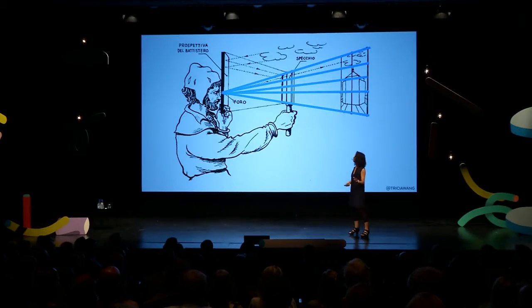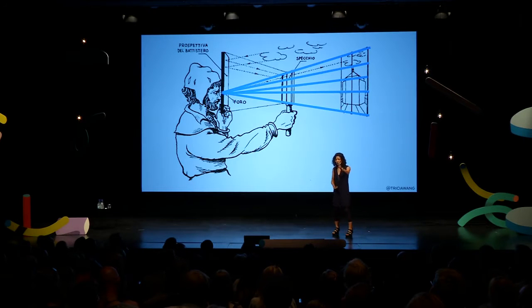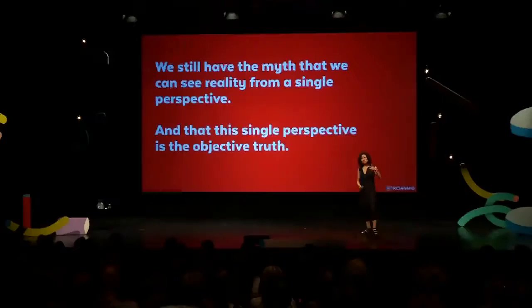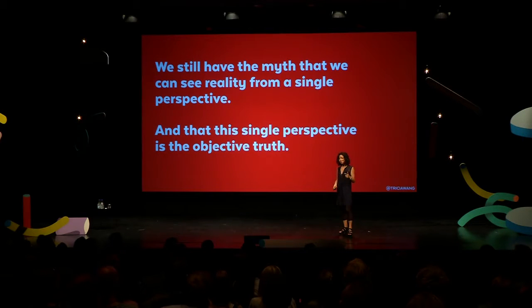And one of the key themes that's super central, that runs through all of these tools, is this singularity of perspective and the dependence on this single point of view originating in the eye and ending at this vanishing point. And this idea was central to the dominant theory of vision in both Euclidean geometry and linear perspective, that these light rays literally come out of our eyes and meet at one point to give us this very high resolution perspective of the world. Now, we know that's not how our eyes work. We know that. But we still have this myth that we can see reality from a single perspective, and that this single perspective is the objective truth.